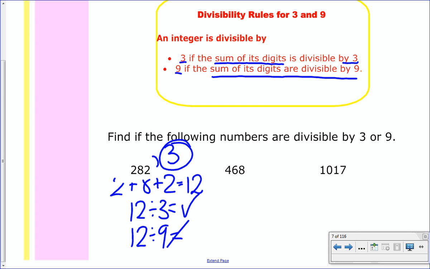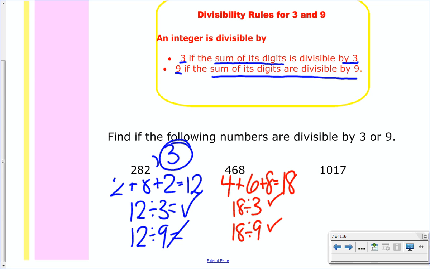We're going to do the next one together too. 468. Well, 4 plus 6 plus 8 is 18. I can do 18 divided by 3 and get a whole number. And I can do 18 divided by 9 and get a whole number. Because 18 divided by 3 is 6, and 18 divided by 9 is 2. So both 3 and 9 are numbers that go into it.